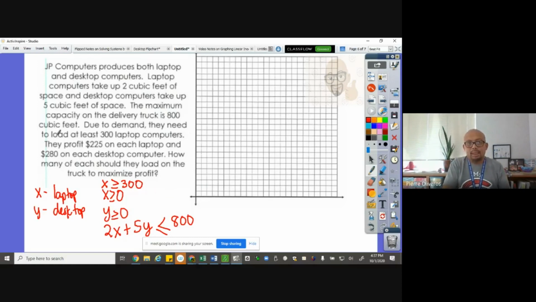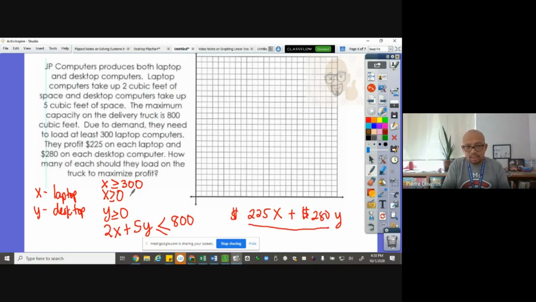Okay, but here they profit $225 on each laptop, so $225 times X, plus $280 for the desktop computer. This will identify their maximum profit. So this is your objective function here. Okay. So let's graph it first.